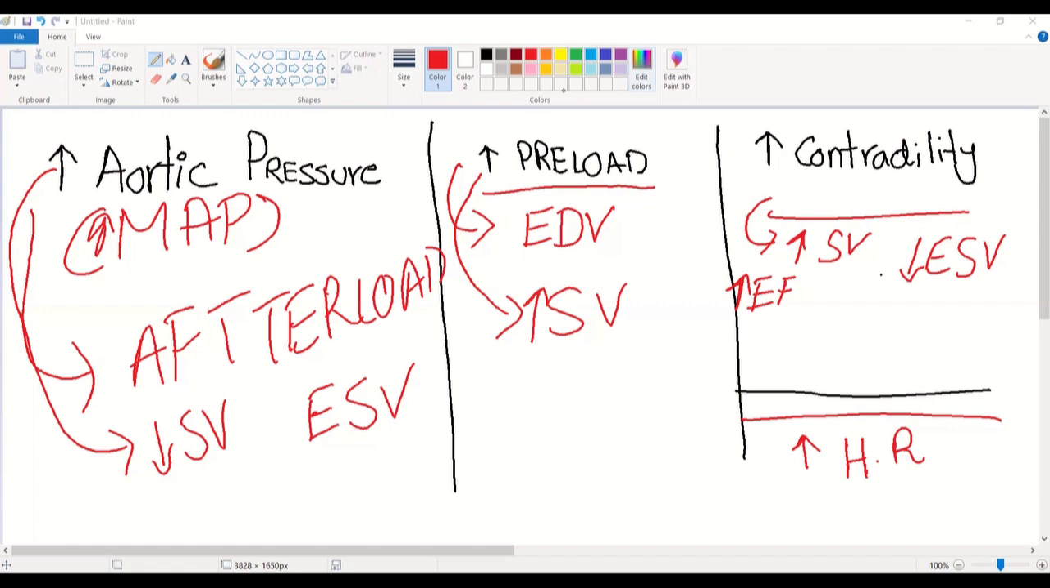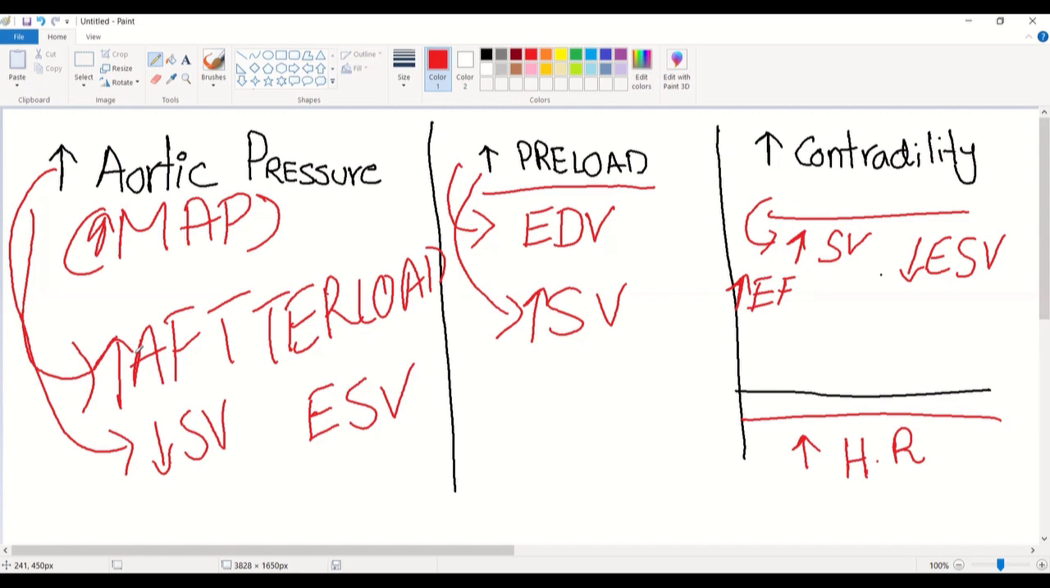Yes. So I'm again repeating the concept. If you increase the aortic pressure, if you increase the mean arterial pressure, first thing, what happens to the afterload? It is increased, right? Yes. Stroke volume is decreased because the heart works against higher resistance, higher pressure. So stroke volume is decreased.